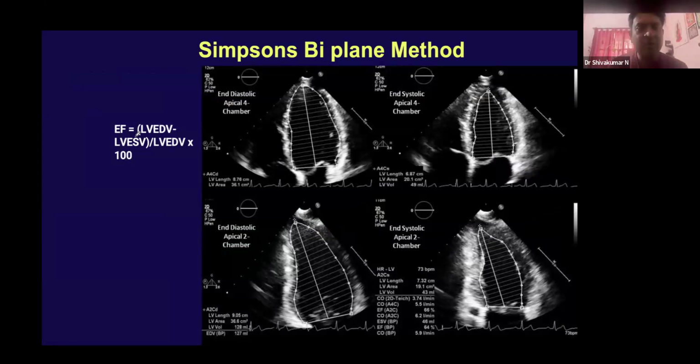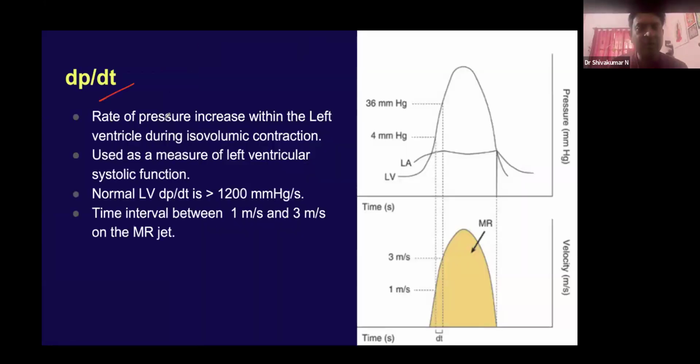Another estimate of LV function is dP/dt, that is, the rate of pressure increase in the left ventricle during isovolumetric contraction.